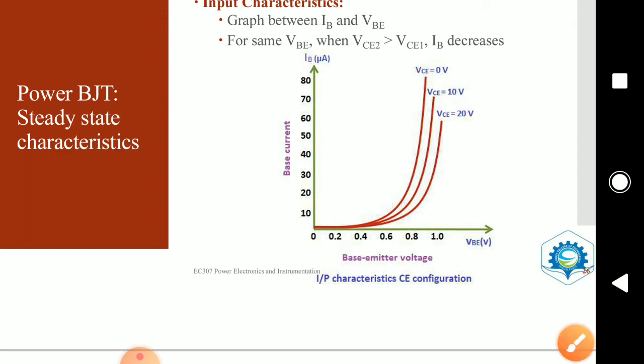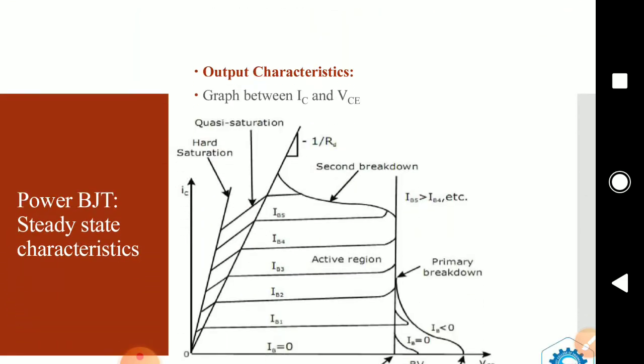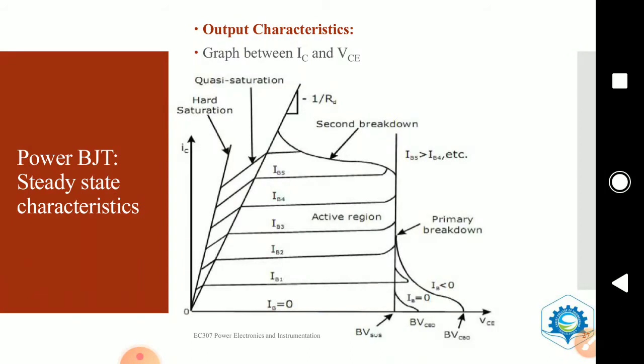So this is the graph between the base current and the base emitter voltage. This represents the input characteristics, and you can see that initially it is increasing exponentially and then the graph becomes almost linear. Moving on to the output characteristics. All of you might be familiar with the normal BJT characteristics. It is plotted between the collector current and the collector emitter voltage. Similar is the case over here.